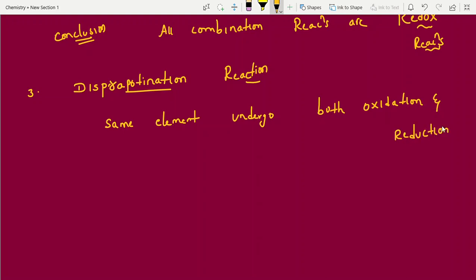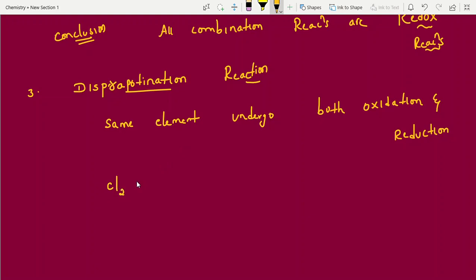In the above cases, one element undergoes oxidation and another element undergoes reduction. But here, reduction and oxidation are both going on, and the same element undergoes oxidation and reduction. So see, I am giving one example here.